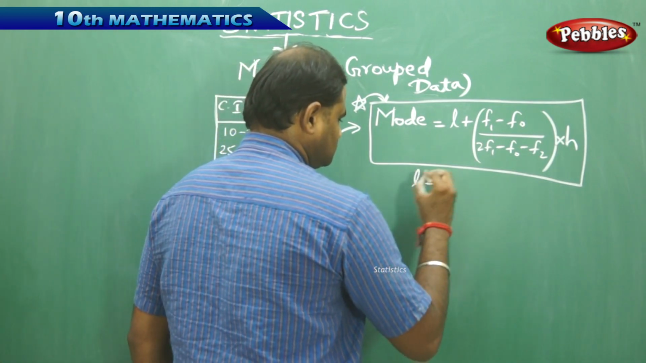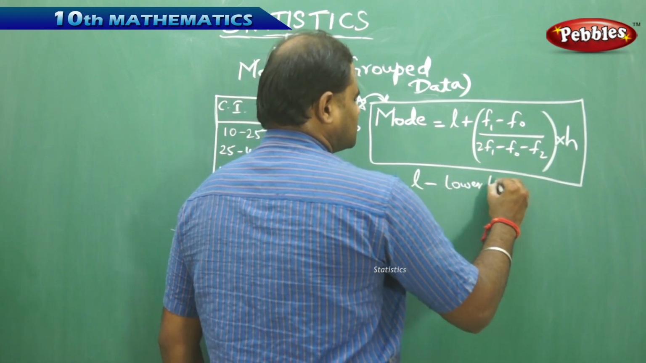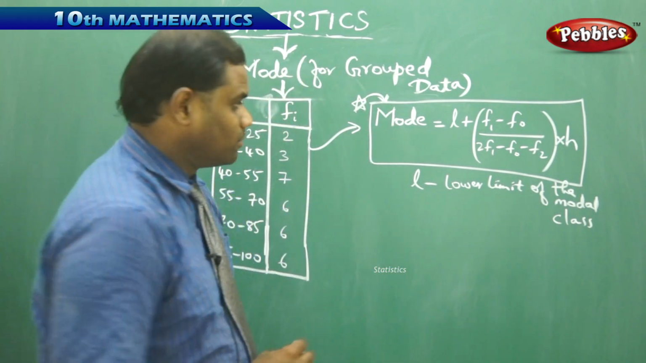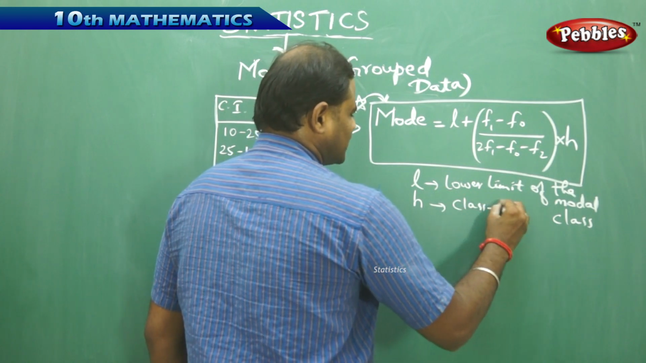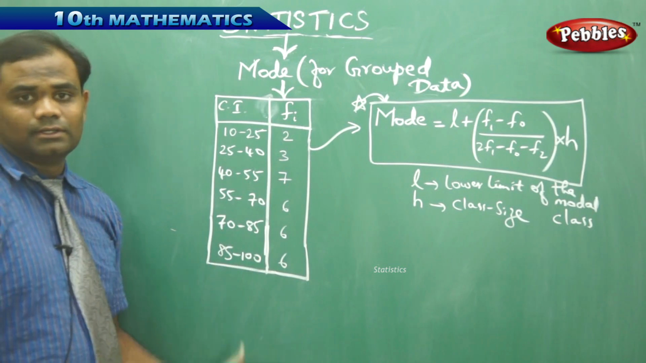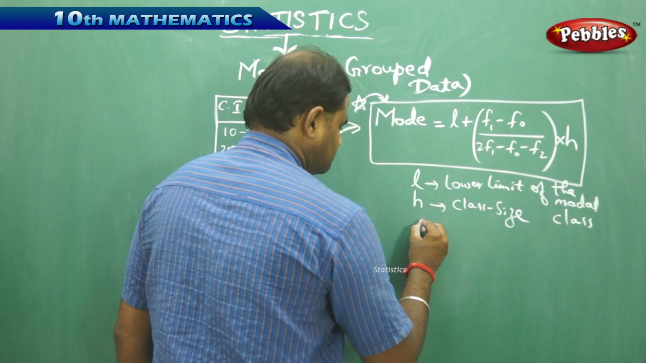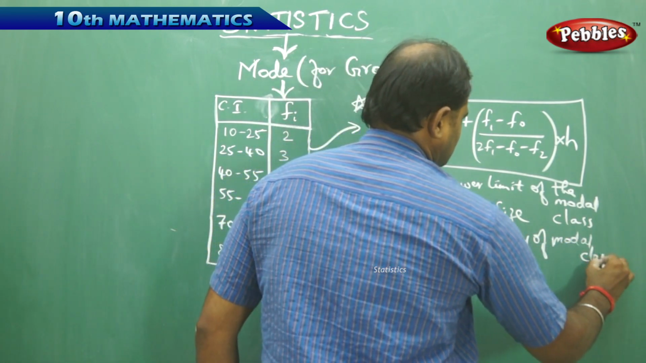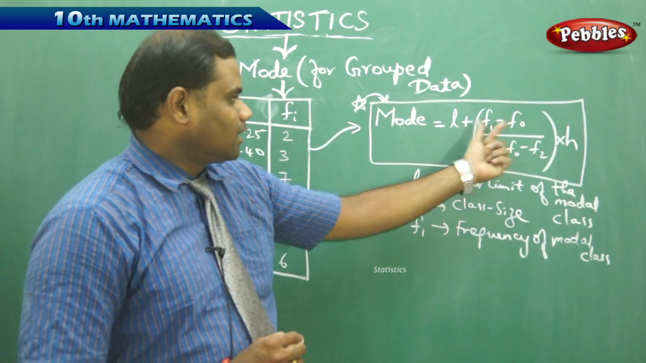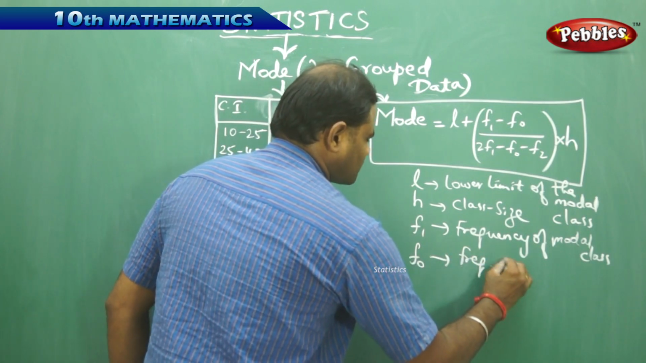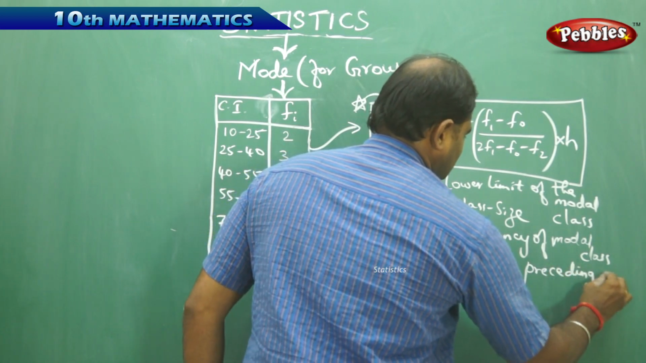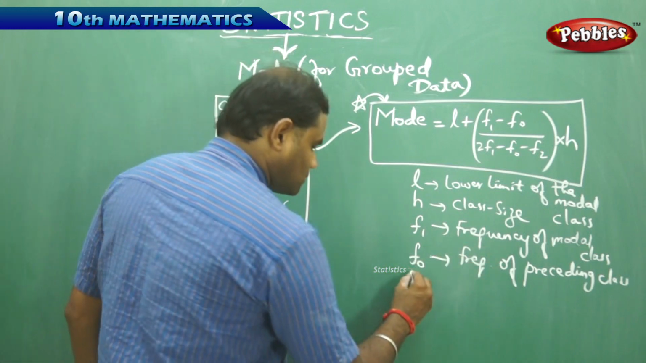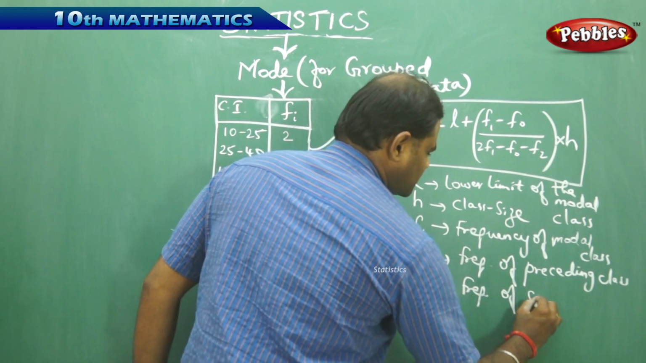To start with L, L is called the lower limit of the modal class, and of course H is called the class size, or the size of the class interval, which is 15 here, as taken in the previous problems. Now F1 is the frequency of the modal class. F0 is the frequency of the preceding class, in the sense the class which is above the modal class, and F2 is the frequency of the succeeding class.